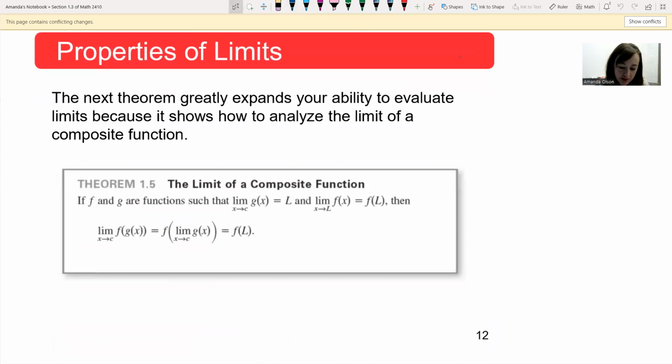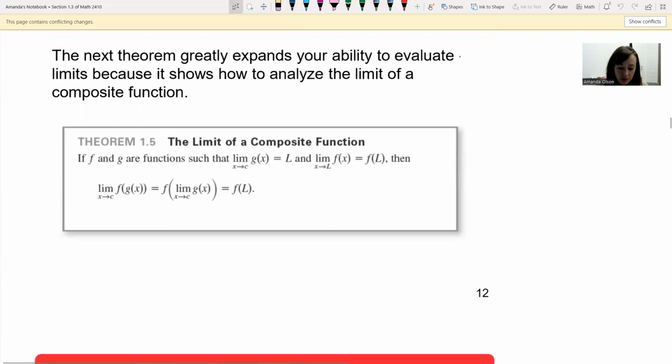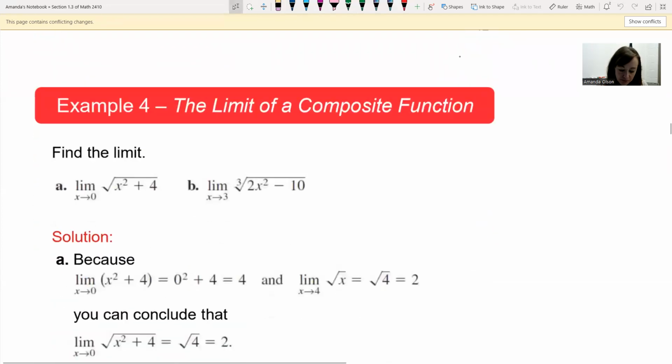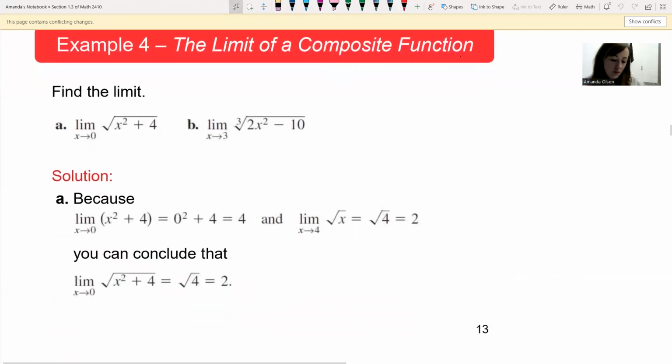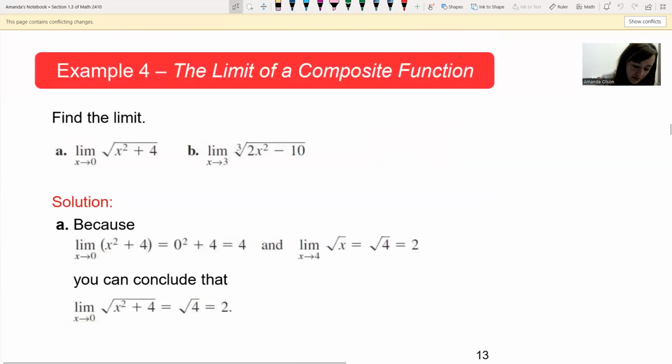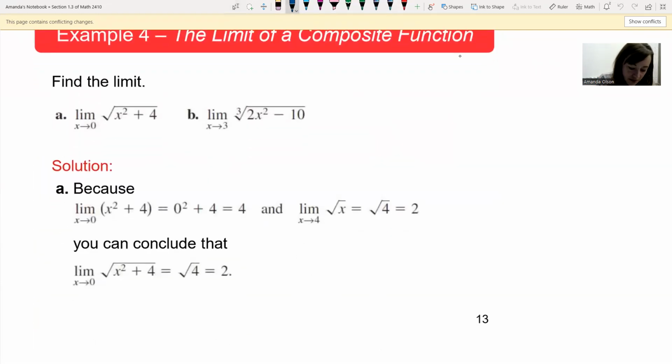Okay, some other properties: limits hold under a composition of limits. So you can directly substitute a limit into a function. If I want to find the limit as x approaches 0 of the square root of x squared plus 4, we can find the limit as x approaches 0 of x squared plus 4. That holds under direct substitution, that would equal 4.